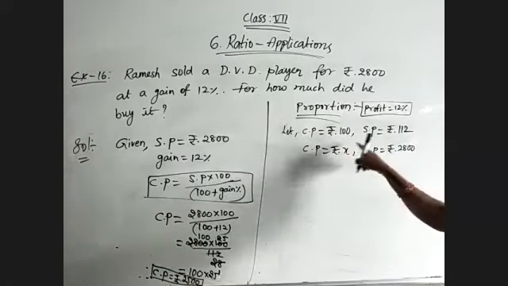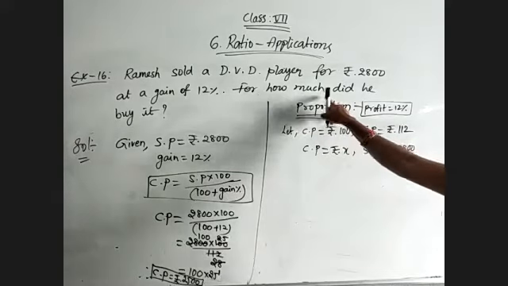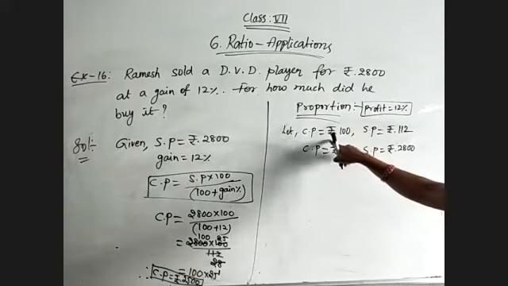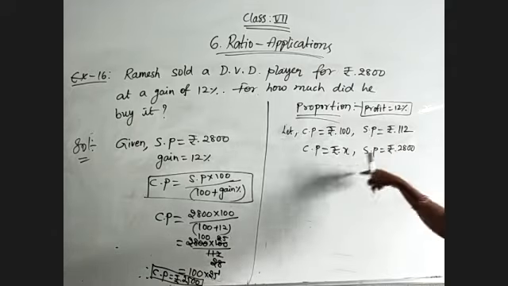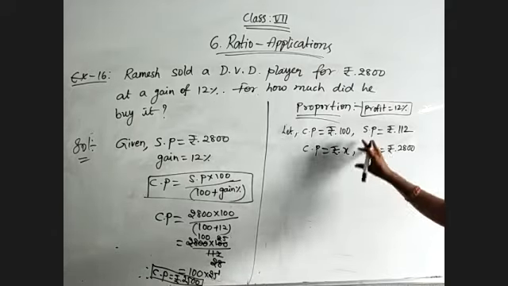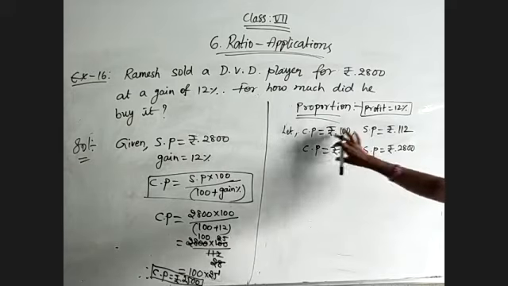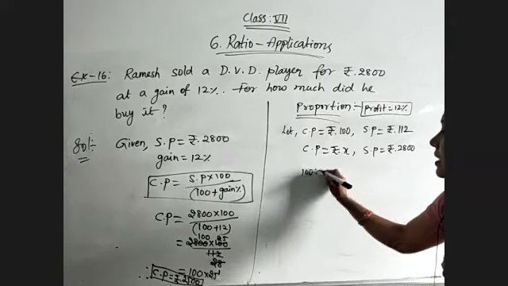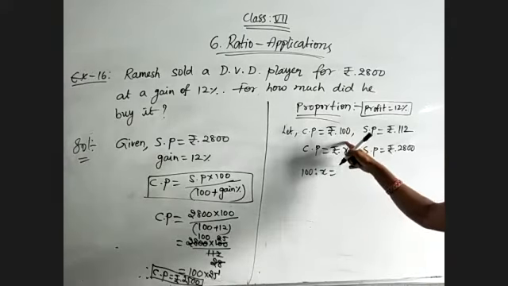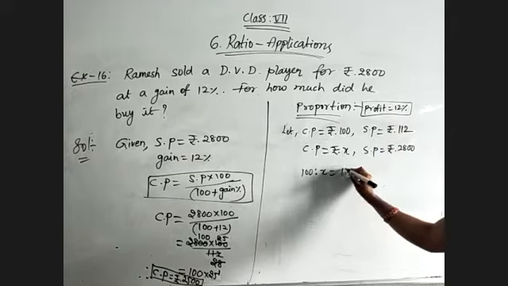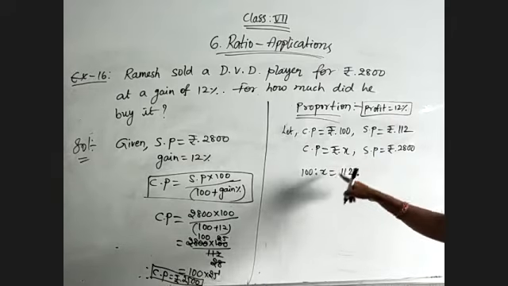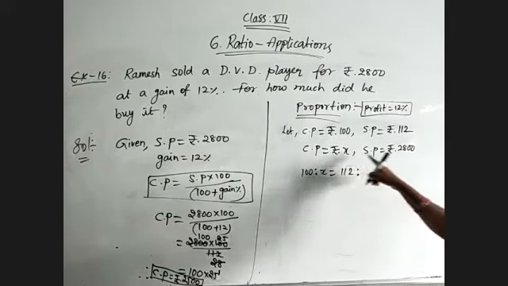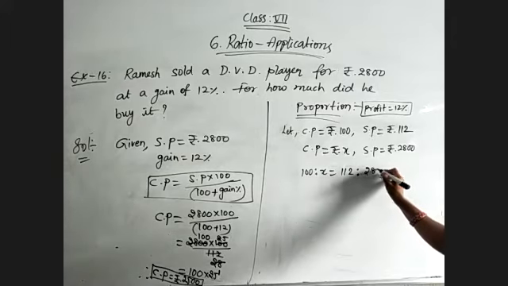They are asking us to find out CP, and we have the SP value. So first let's take CP as 100 and find out the SP value. Then we get the four values we need. So find the ratio of CP and the ratio of SP. That is 100 is to X, when CP is 100 rupees SP is 112, and when CP is X rupees, SP will be equal to 2800 rupees.